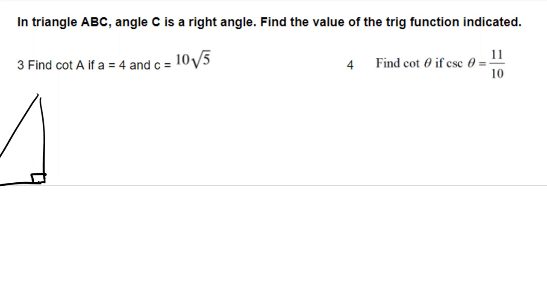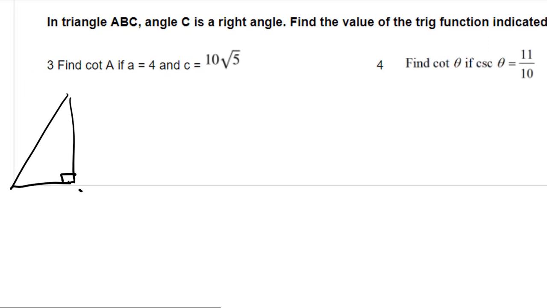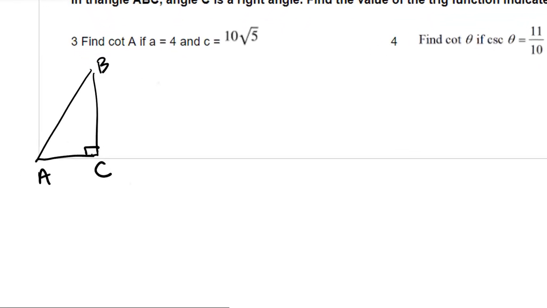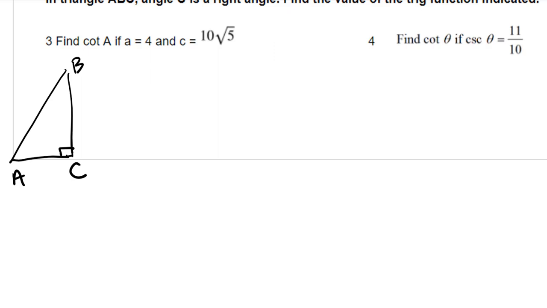You're going to draw a triangle. And that triangle, they tell you that angle C is the right angle, so that's going to go there. A will be here, and B will be up there. So that's going to be the very first thing that we'll do, is draw the triangle. And then we've got to figure out cotangent of A.